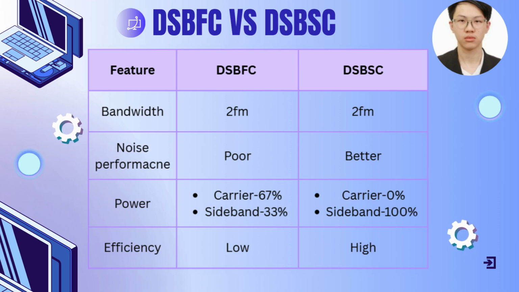It is because DSBFC uses envelope detection. The envelope detector cannot distinguish noise variations, while DSBSC uses coherent detection. The detection is linear and more accurate.